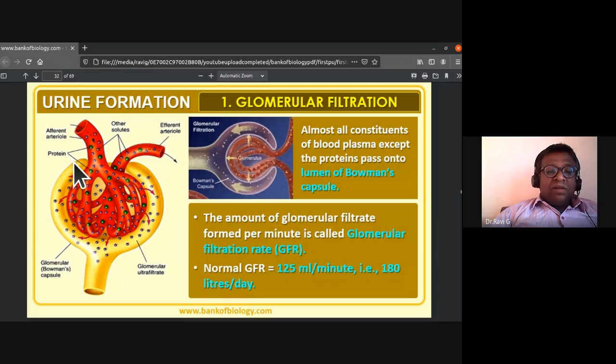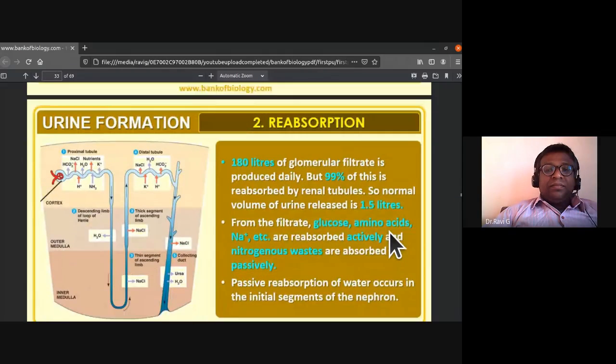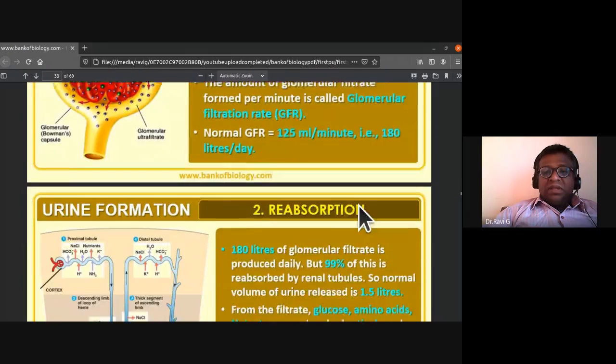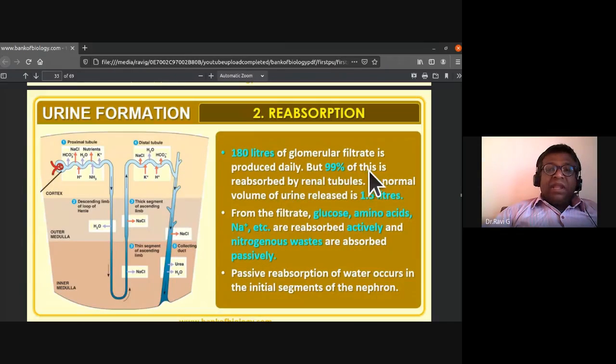So the normal glomerular filtration rate is 125 ml per minute, and in a day it would be 180 liters per day. So much blood is being filtered by our kidneys. 180 liters of glomerular filtrate is produced per day, but 99% of this is reabsorbed by the renal tubules. The normal volume of urine thrown out is 1.5 liters.